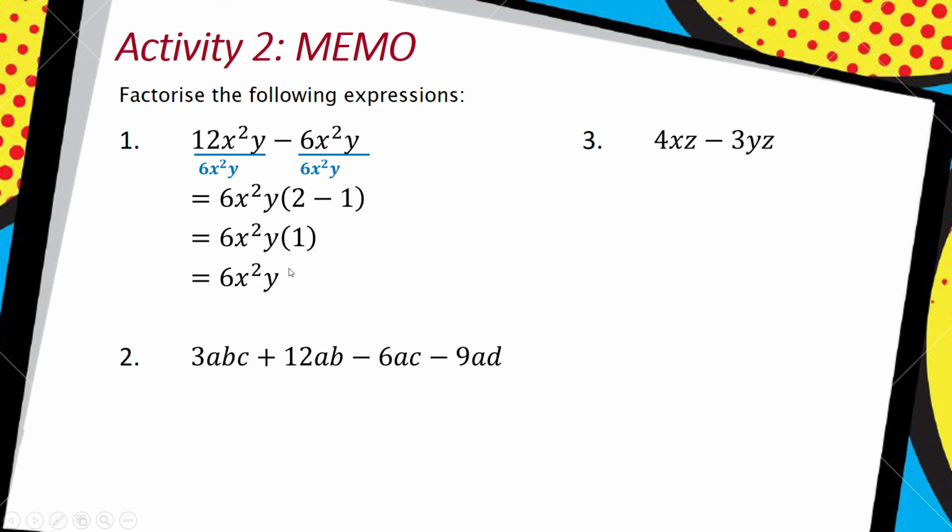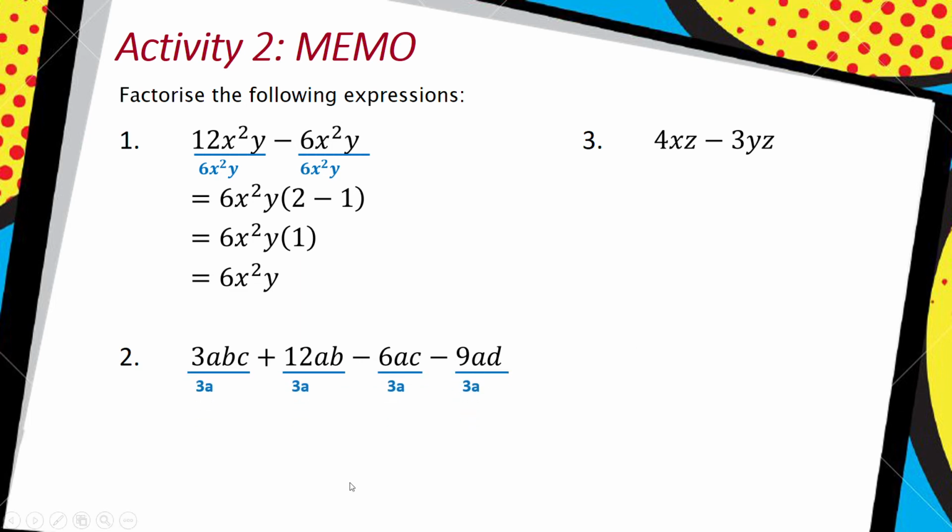Number 2, okay, so what goes into 3, 12, 6, and 9? That's 3. And then have a look at what's common in every term. Okay, I can see that there's A's in every single term. There's A there, A there, A there, A there. But there aren't B's in every term, so I can't take out any B as a highest common factor. There aren't C's in every term. There aren't D's in every term. So my highest common factor is 3A.